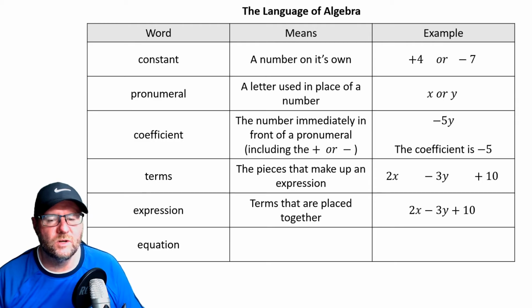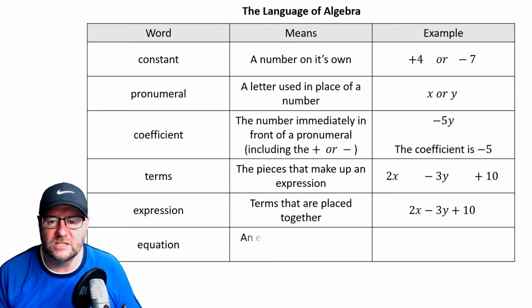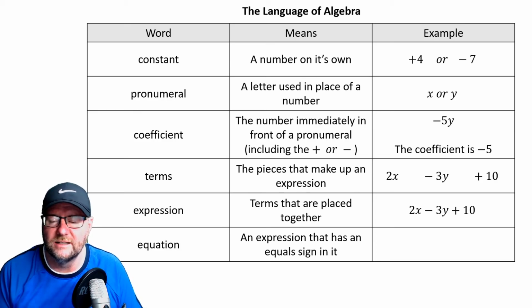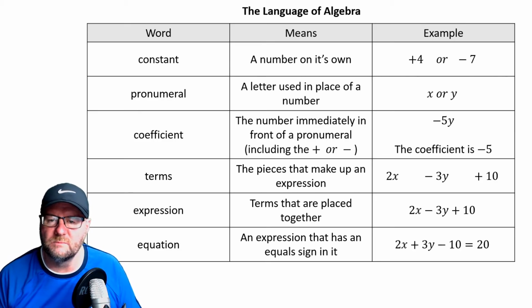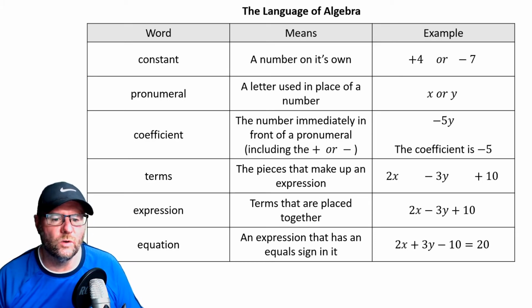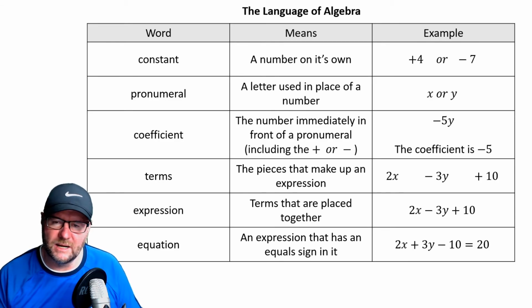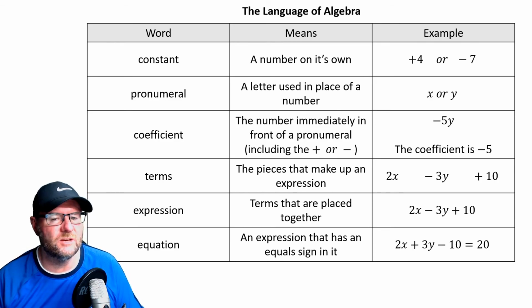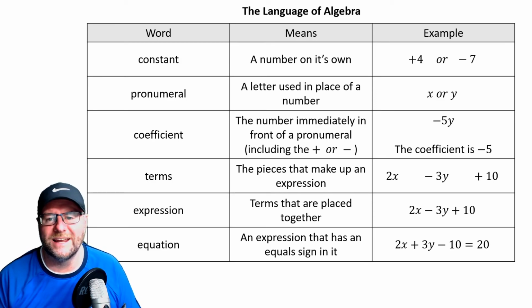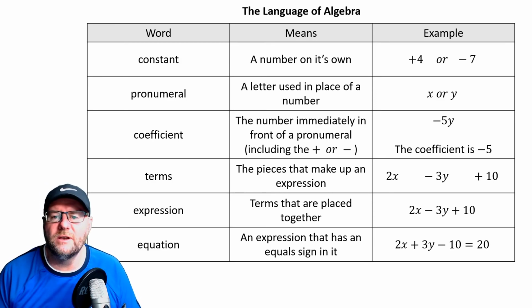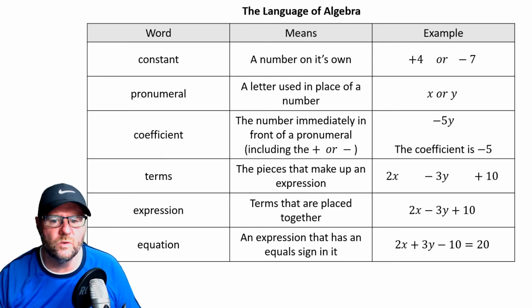Finally, the last word I want you to be familiar with is the word equation. Now, it's just an expression that has an equal sign in it. So if I take that expression that we just built a minute ago and write it out like that, you can see now it's got an equal sign in it. We call it an equation. So an expression doesn't have the equal sign, but it's made up of terms. So is an equation. It's also made up of terms, but it's a special one that has an equal sign in it. So for now, just get familiar with those words.